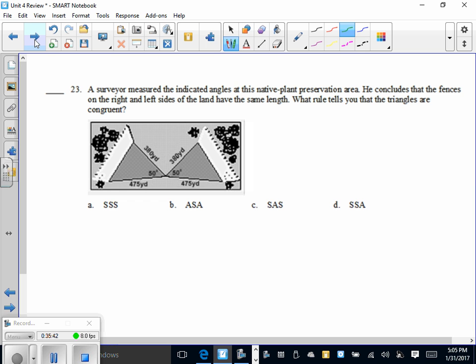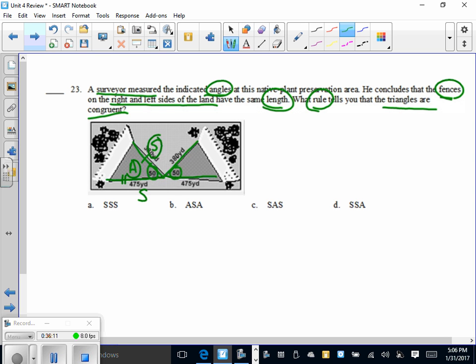Number 23, a surveyor measured the indicated angles at his native plant preservation area. He concludes that the fences on the right and left sides have the same length. What rule tells me the triangles are congruent? 380 is equal to 380. That's an S. 50 degrees is equal to 50 degrees. That's an angle. 475 is equal to 475. So that's another S. S, A, S. Answer is C.